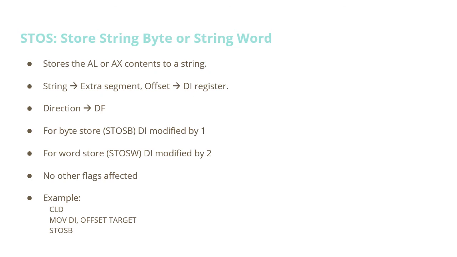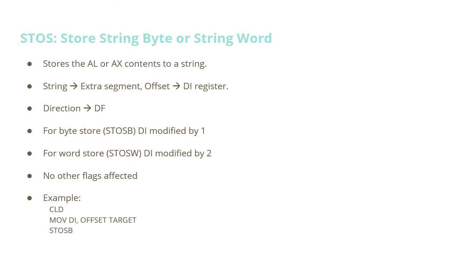For a byte store, that is STOSB, the DI will be modified by 1. For a word store, that is STOSW, the DI will be modified by 2. No other flags are getting affected by this instruction. Let's see an example of this instruction. The first instruction here is CLD, which is to clear the direction flag. That means it indicates the auto increment mode.